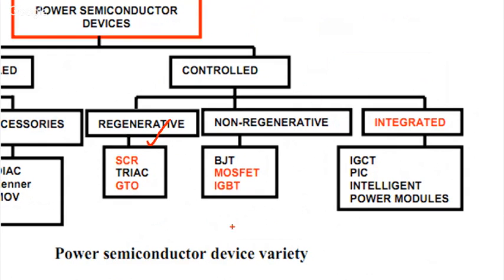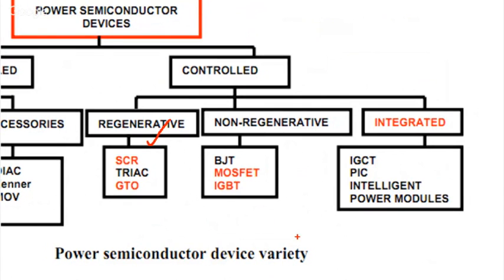Non-regenerative, in the sense MOSFETs, IGBTs and BJTs: once you remove the bias, when you remove the supply, they automatically get turned off. And nowadays, power devices are not available individually; you get them as an integrated circuit, as an intelligent power module. So if you want a rectifier, you get 6 rectifiers together with their firing circuit as a module nowadays. That comes under integrated, where you have all the firing circuits as well as the device together, and it is an intelligent power module.